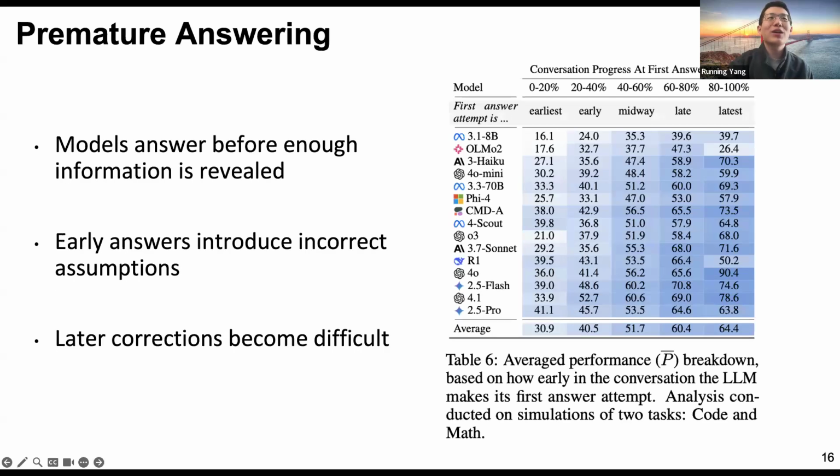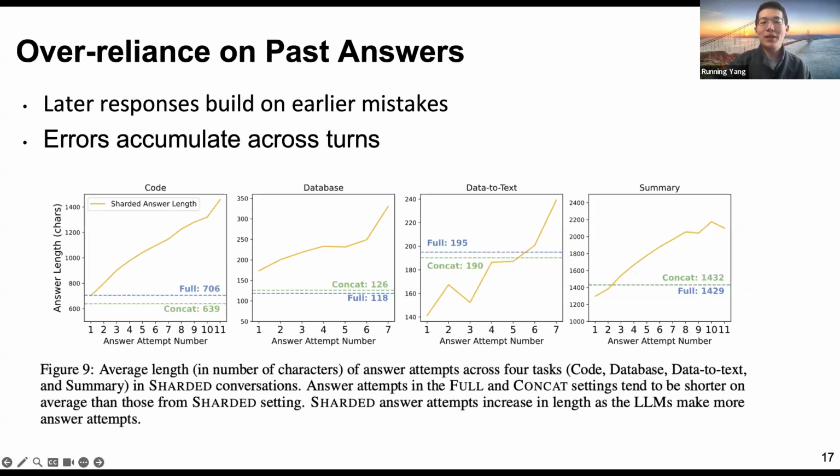So premature answering is that the model answers before enough information is revealed. At the beginning of a conversation, the model has very limited information, but it still tries to generate a full answer. So this often leads to incorrect assumptions being introduced early on. And once those assumptions are made, they tend to stick to them, and those influence later reasoning, making it harder for the model to recover.